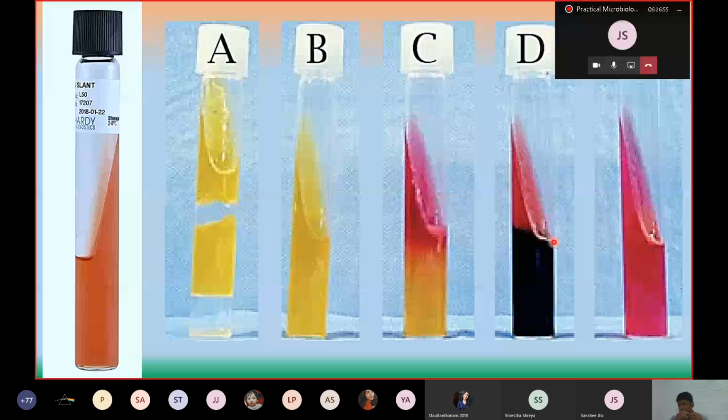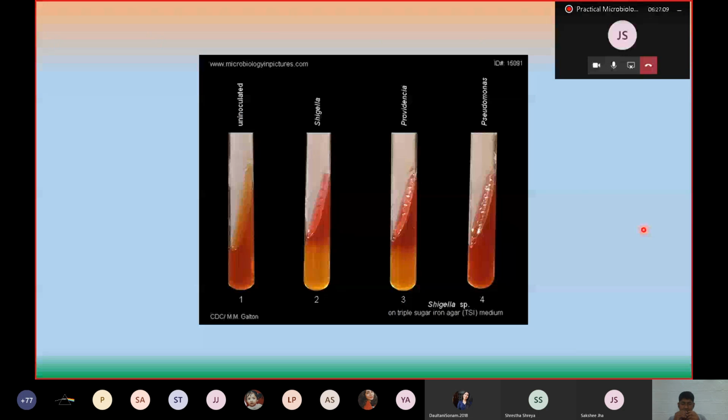This is the condition when some bacteria are completely asaccharolytic. At that time they will utilize only amino acid on the surface and convert the media color into purple. Uninoculated, both slant and butt orange in color. Shigella, here you can see slant is purple in color, butt is yellow in color. That means only glucose is being fermented. Same here, and here Pseudomonas growth is there. Since they are asaccharolytic, they cannot utilize any of those three sugars. That's why it is purple in color, and there is less color change in butt.